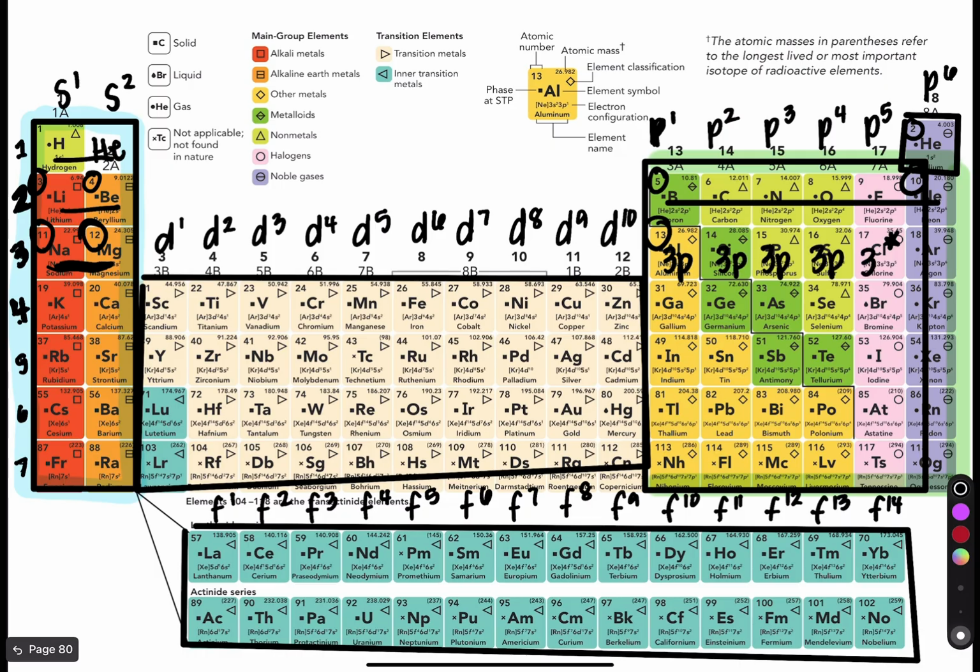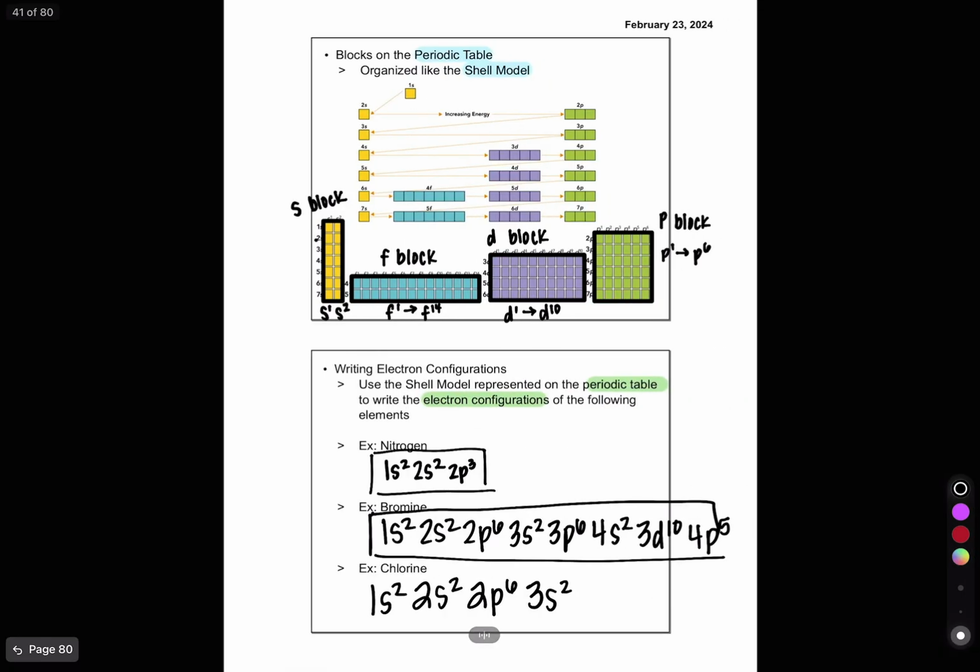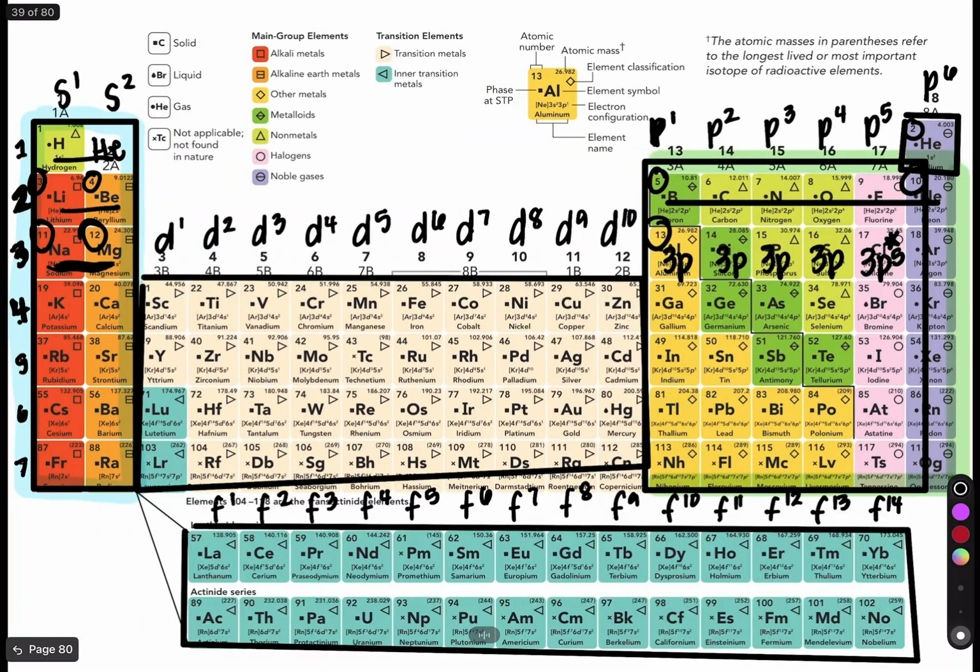And since chlorine is in the 5th spot, then that means the ending part of chlorine's electron configuration should be 3p5. And this would be the electron configuration for chlorine. So again, we want to be able to look at the periodic table, look at where elements are on the periodic table, and write their electron configurations.